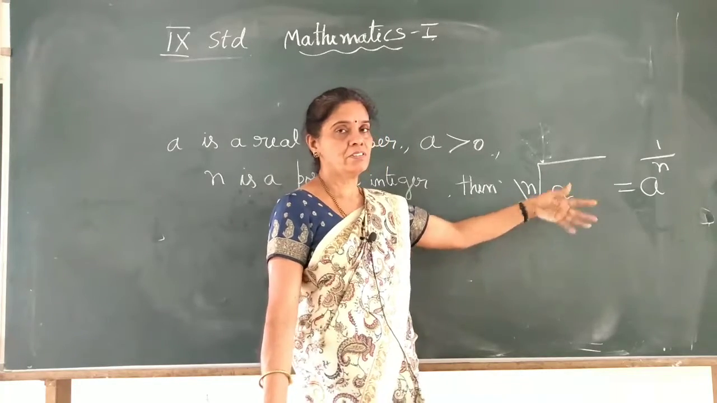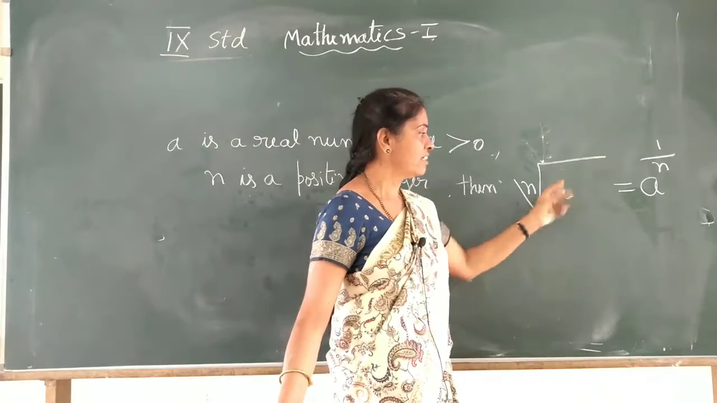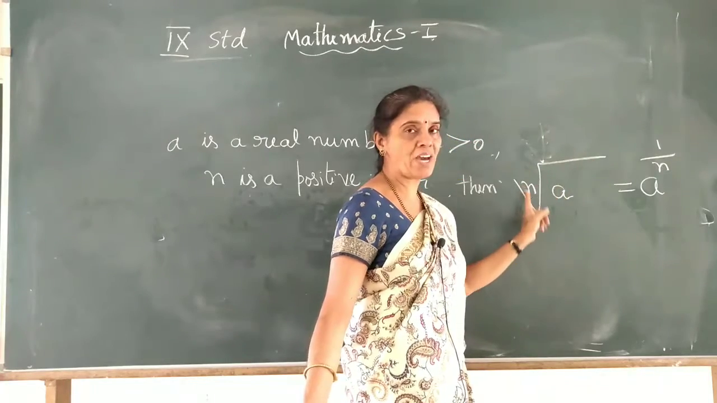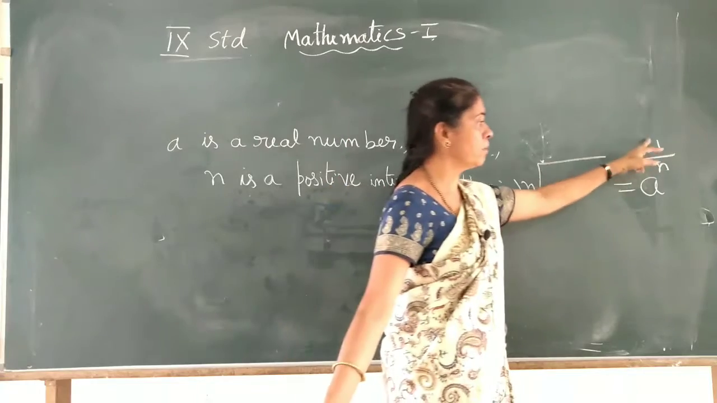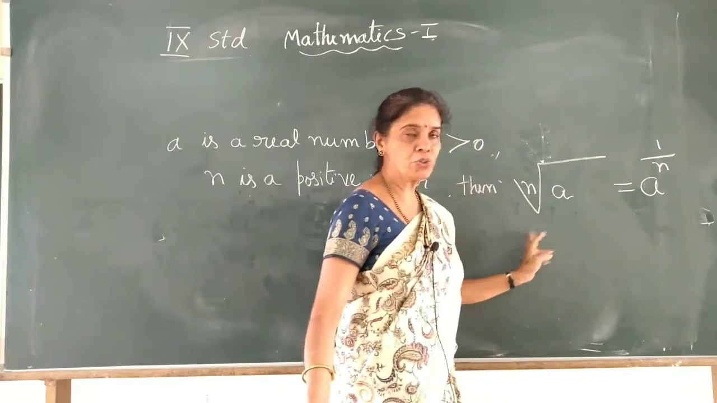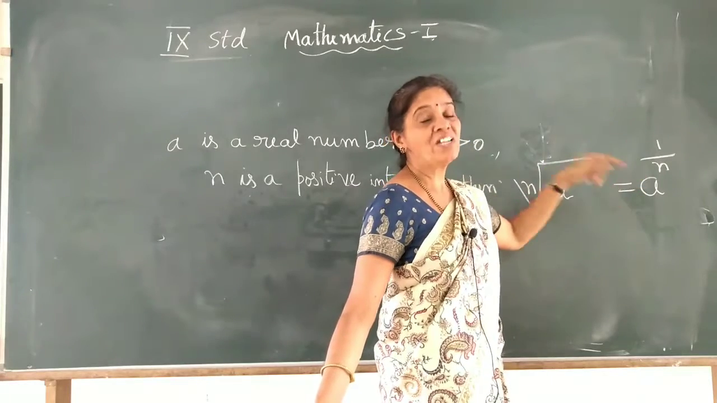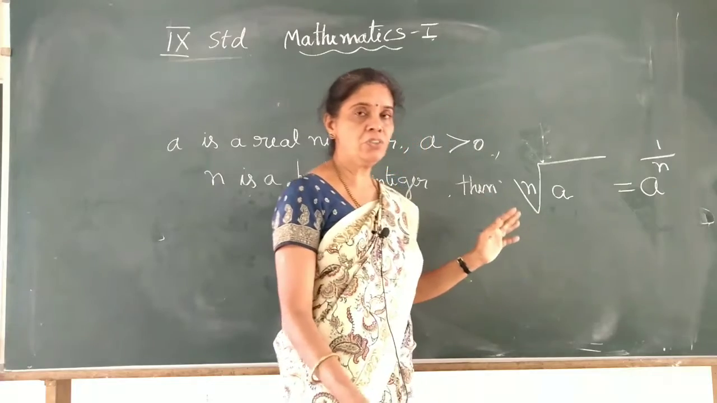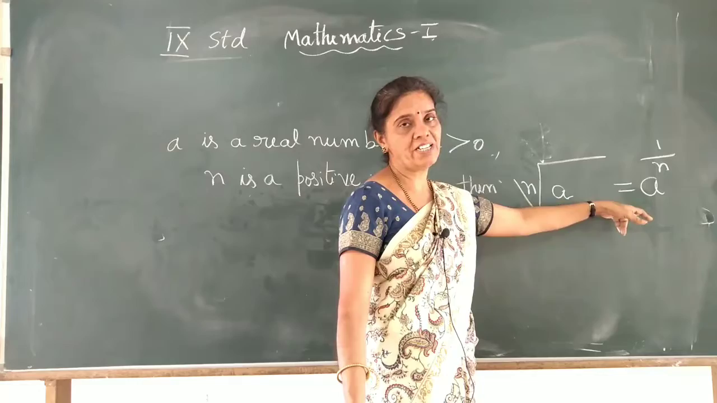Usually we take natural numbers in the exercise. Whatever it is, this should be taken as the base, and the root number gives the exponent: square root, then 1 by 2; cube root, then 1 by 3; fourth root, 1 by 4; fifth root, 1 by 5; if it is nth root, n should always be a positive number, then it is 1 by n. In this form we will write it.